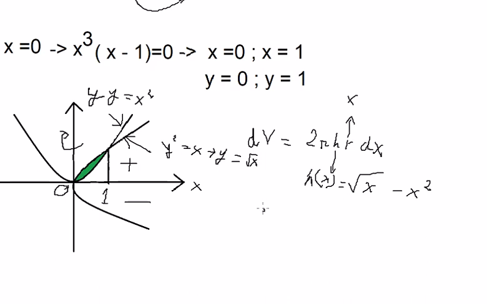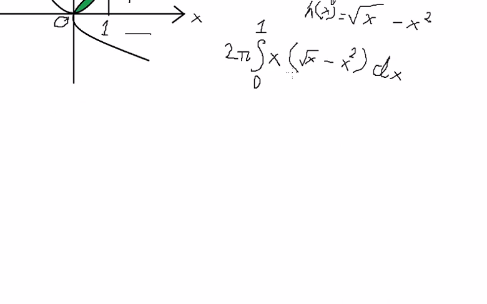And now we have the integral in here. We have 1 and 0, so 0 in here, 1 in here. So we have 2π, we put in here the square root of x minus x squared. r is x, we put x in here, and we get dx. And now we just find the value of this one, so you get the volume in here.